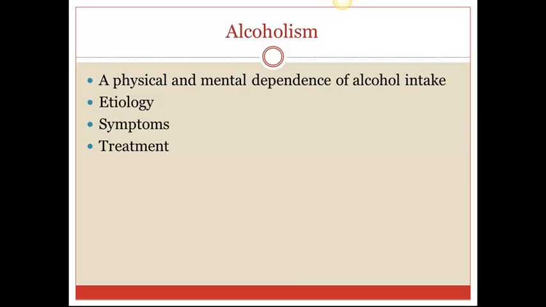Alcoholism is a physical and mental dependence on alcohol intake. Etiology is unknown. Symptoms are intoxication, blood levels above 0.1%, hangover, nausea, fatigue, sweating, and thirst. Withdrawal symptoms are hallucinations, tremors, seizures, delirium, agitation, and memory loss. And treatment is generally rehabilitation.